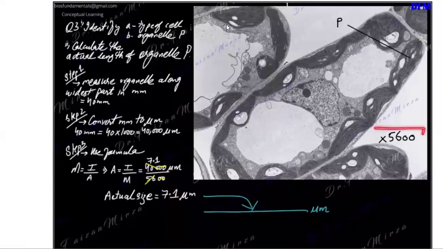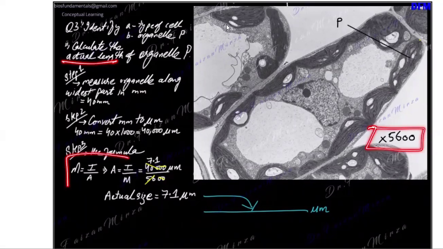In this case, magnification was provided to me and I was asked to calculate the actual length. So I have to rearrange the formula M is equal to I upon A. I have to bring A outside and I have to take M in place of it. This is how the formula gets rearranged, and my answer comes out to be 7.1.